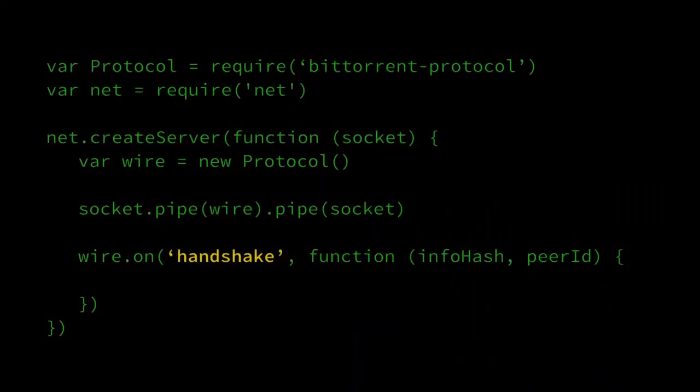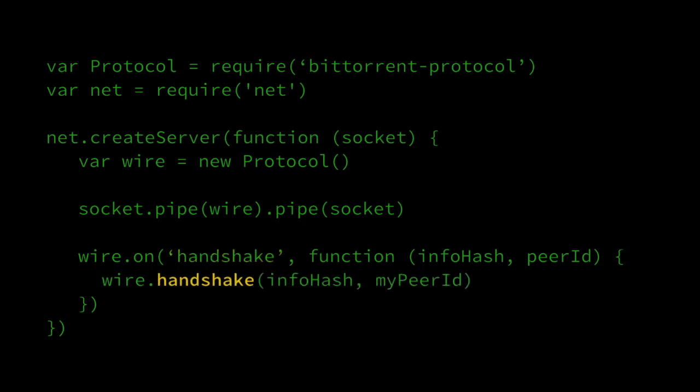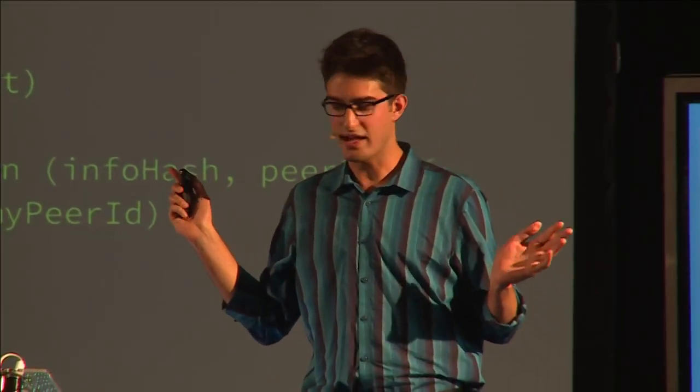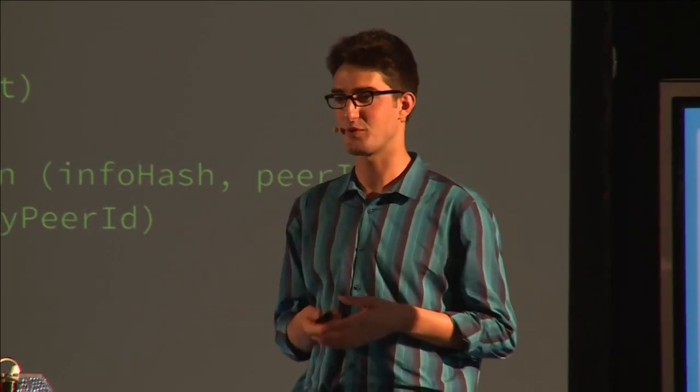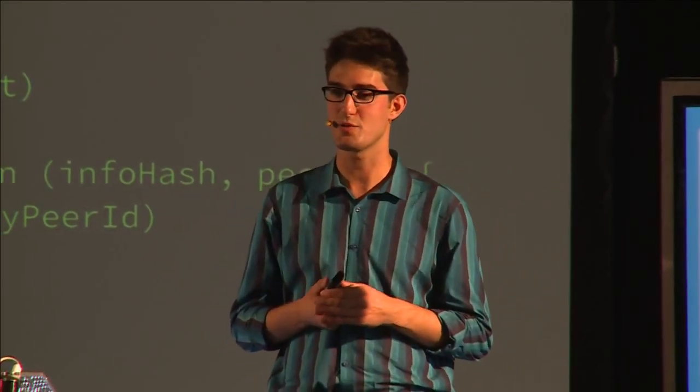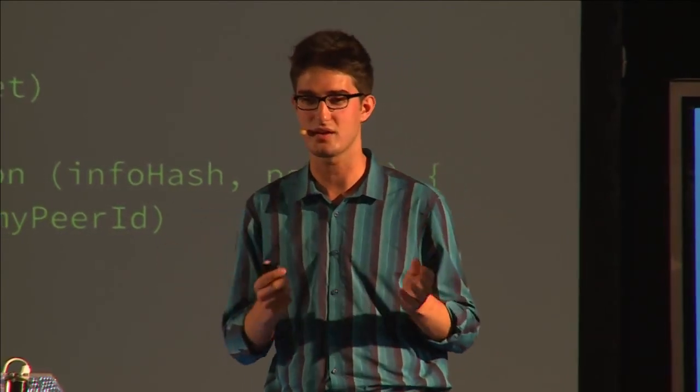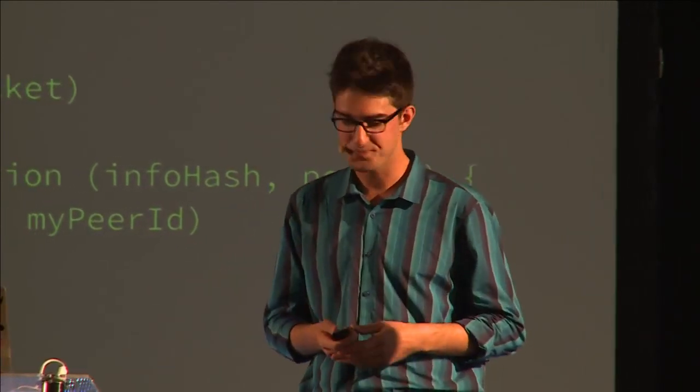Then we're going to listen to the events that we're interested in. In this case, we're going to listen to the handshake event. And then we can handle it however we want. Probably what we should do is send a handshake back. So we call handshake on the wire. Cool. So yeah, you can build really cool things if you use a streaming interface. Like I said, you can compose things in really interesting ways.